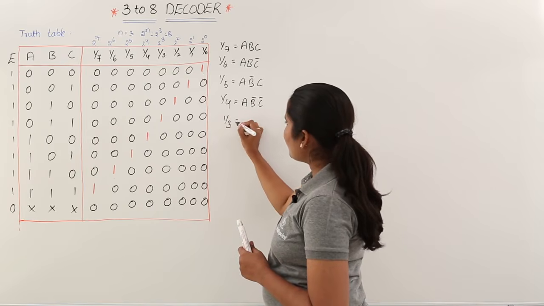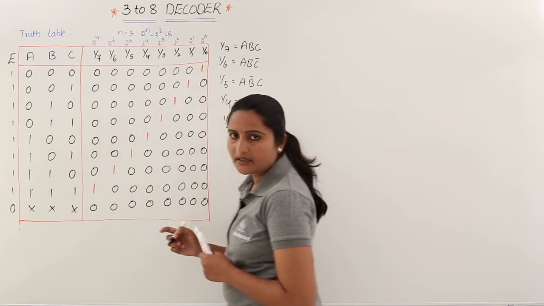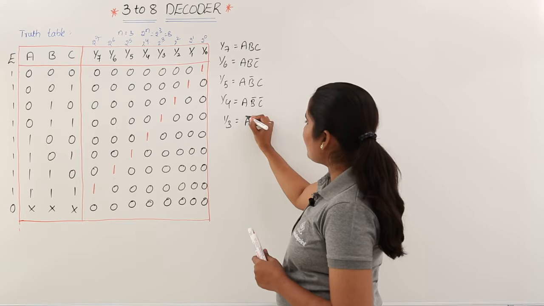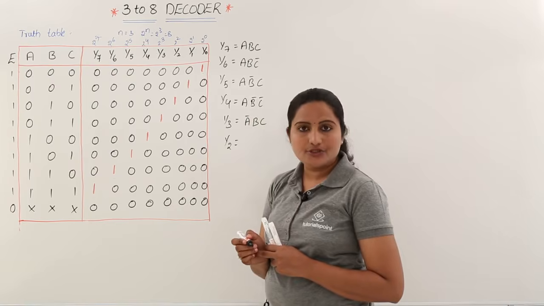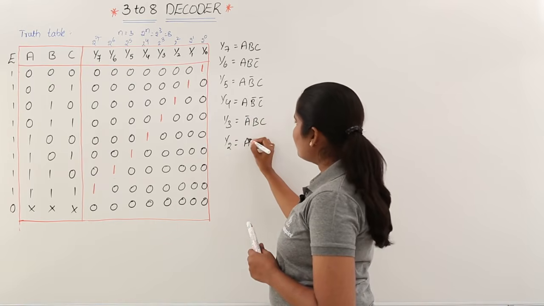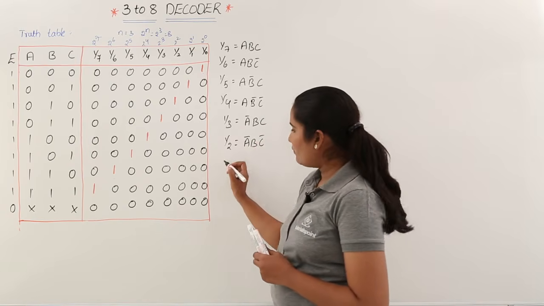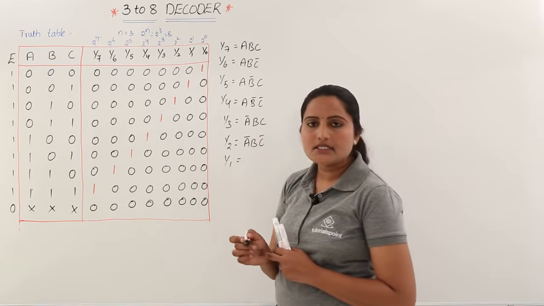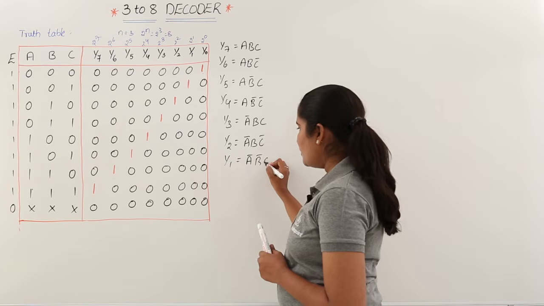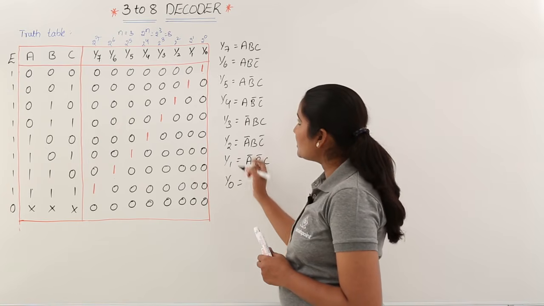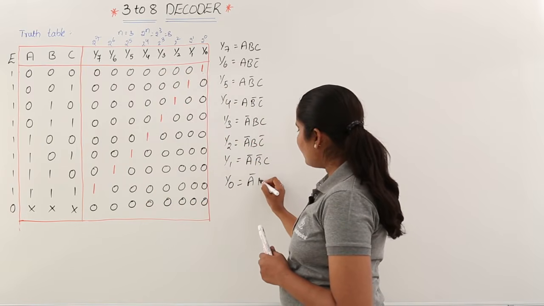y3 is equivalent to 1 at 011. You can observe y3 is 1 at 011, that means A bar B C. y2 is equivalent to 1 at the 2 place, that means 0 1 0, so A bar B C bar. y1 is equivalent to 1 at the 001 place, and 001 means A bar B bar C. Finally, y0 is equivalent to 1 when all zeros are there, that means A bar B bar C bar.